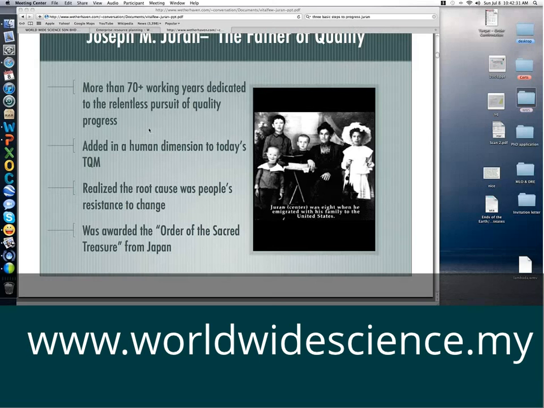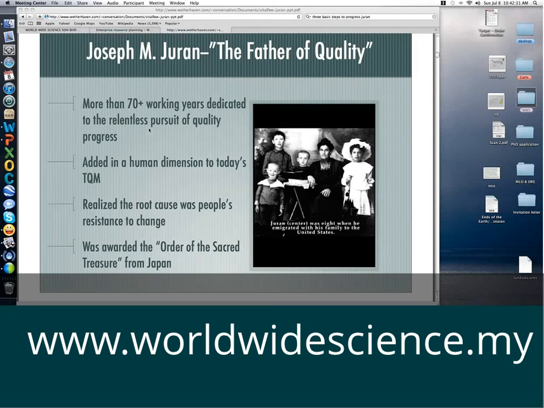Okay. So as for Mr. Joseph Juran, he has had more than 70 working years dedicated to the relentless pursuit of quality projects. He's one of the major quality gurus. He added a human dimension to today's total quality management, and realized the root cause was people's resistance to change. He's one of those who is really for change. He was awarded the Order of the Sacred Treasure from Japan.